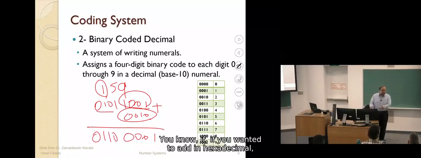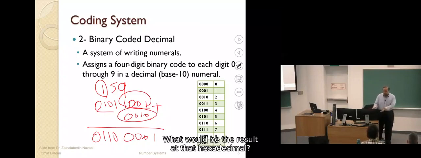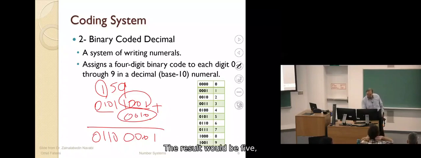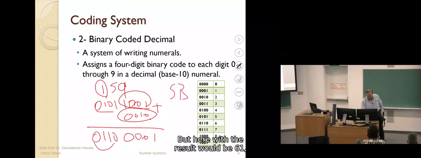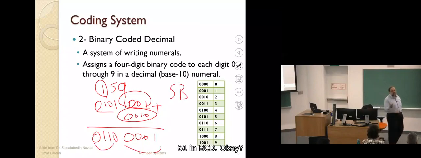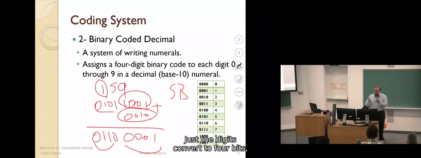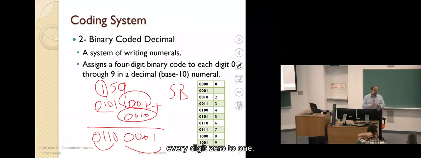If you wanted to add in hexadecimal, the result wouldn't be this. What would be the result with hexadecimal? The result would be 5B, from 5 and 9 plus 2, 5B. But here, the result would be 61 in BCD. Okay? Very simple. Just convert each digit to 4 bits, every digit, 0 to 9.